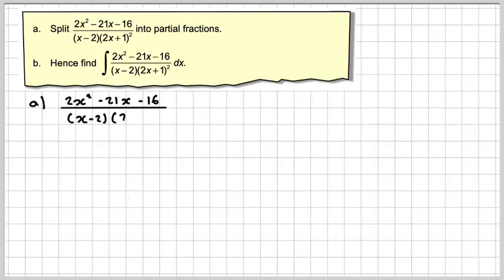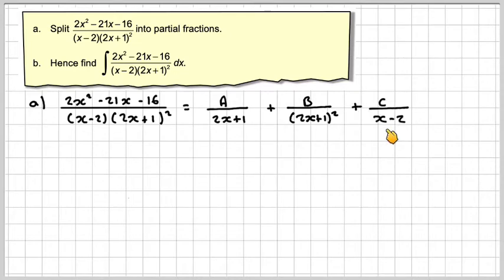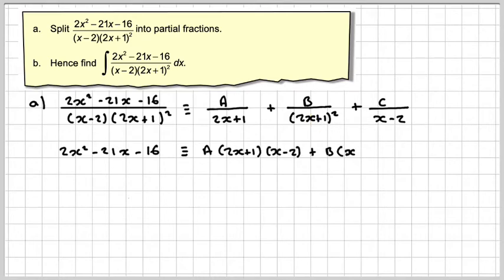So, writing down our algebraic fraction, this can be written as A over 2x + 1. It's a repeated linear factor, so you also have to have B over (2x + 1)² plus C over x − 2. In order to have the same denominator on the bottom, 2x² − 21x − 16 would have to be equal to A times another (2x + 1)(x − 2). The B would just be multiplied by (x − 2), and the C would be multiplied by (2x + 1)² all squared.